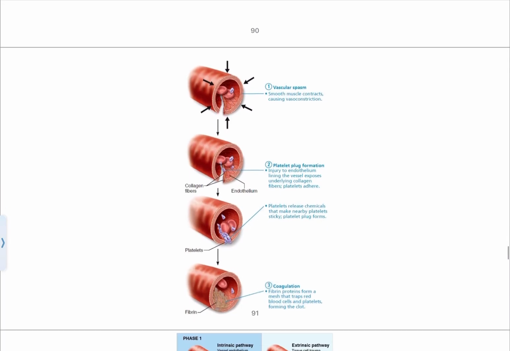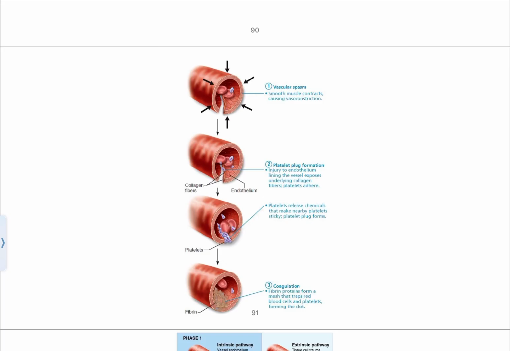So here's an overview of coagulation, a blood clot formation. So we have a vascular spasm where we're going to have several different things being released, or chemicals, that cause the smooth muscle lining our blood vessels to constrict. That's going to temporarily prevent blood loss until we can come in and start our platelet plug formation. So the damaged endothelial cells are going to start releasing chemicals to cause more platelets to come on by.